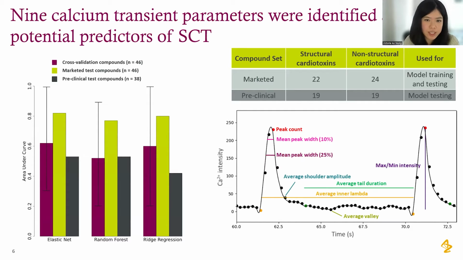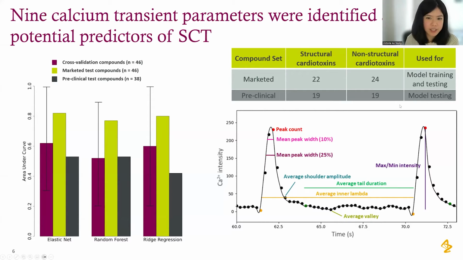Given that we had such a small data set, we used the marketed compounds both for model training and model testing. This is suboptimal from a data science perspective because ideally you want to have a model that you can test on an independent set and show that it's generalizable. But given the data set we had, we simply used the marketed set for model training and testing. Still, we wanted to try and preserve that independent testing element. So we also included a set of preclinical compounds, which were labeled for SCT based on in vivo data. And we therefore apply our machine learning models onto this set and try and see how well they perform on the preclinical set.